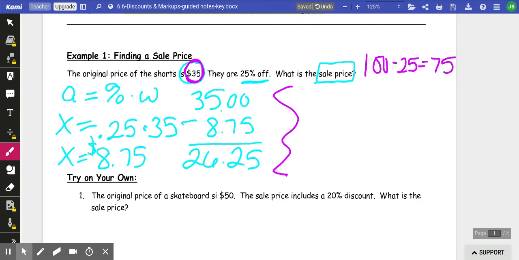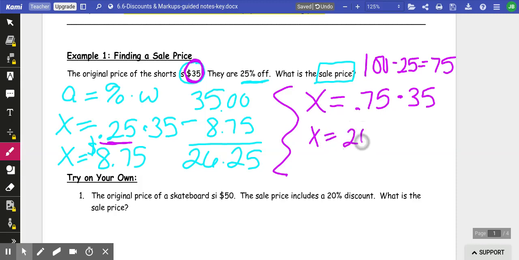So that means instead of doing the multiplication by 0.25, I'm still looking for my sale price, or the part of the item. I am going to multiply it by 0.75, still multiplying it by the 35, or the whole amount. And when I multiply the 0.75 times 35, I'm going to get the exact amount that I would pay for the item. Okay, so there are two ways to do it.